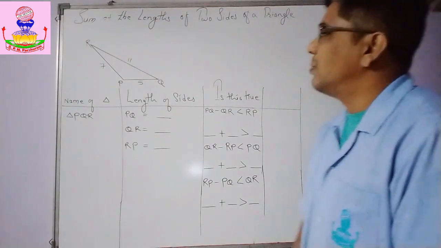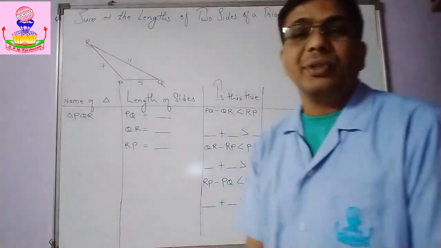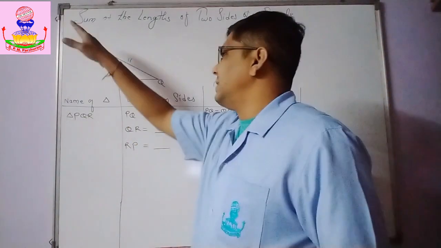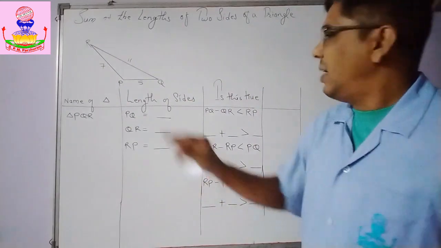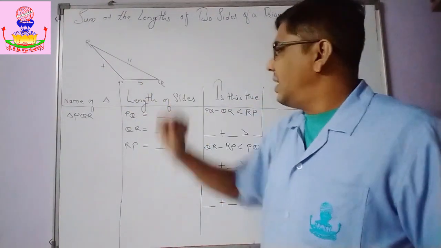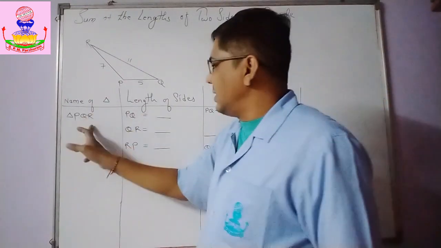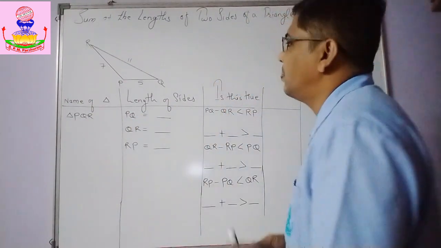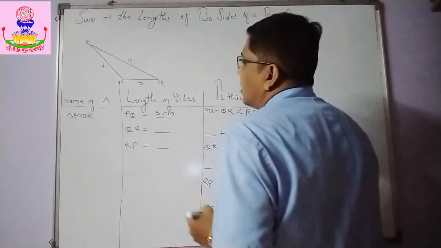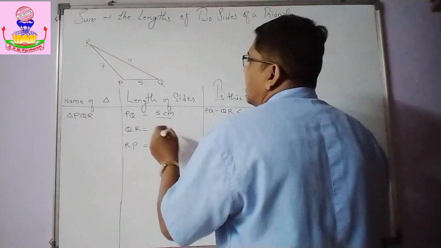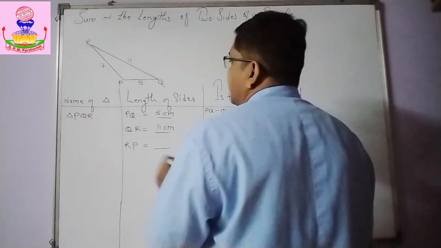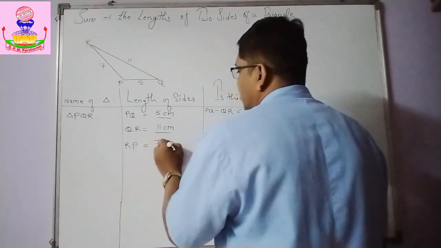So here I have drawn one triangle. The remaining two, you will do in the textbook itself. I have drawn a triangle PQR of exact length: 5 centimeter, 7 centimeter and 11 centimeter. The name of the triangle is PQR. What is the length of PQ? It is 5 centimeters. Then the length of QR is 11 centimeters. And the length of RP is 7 centimeters.